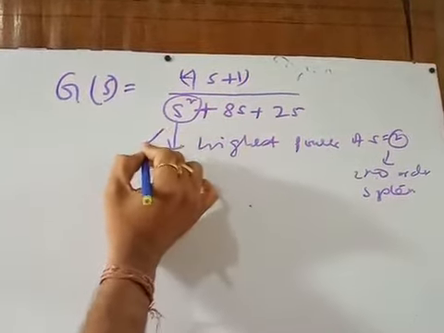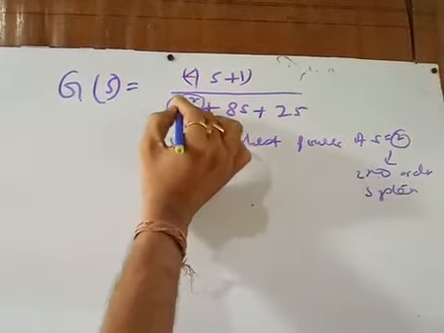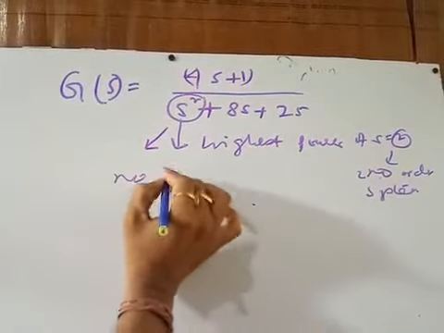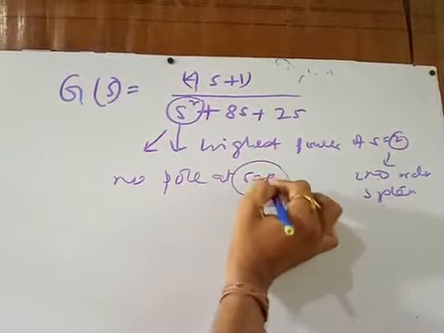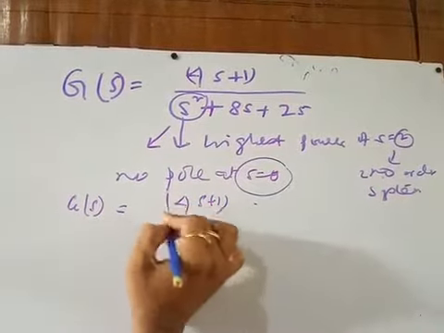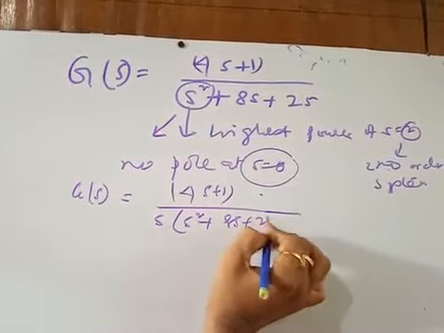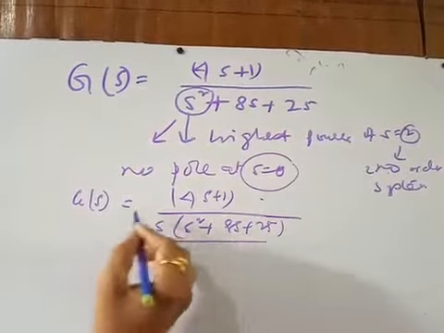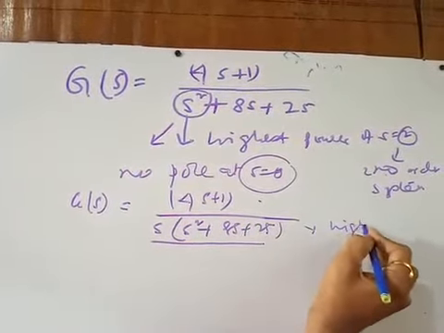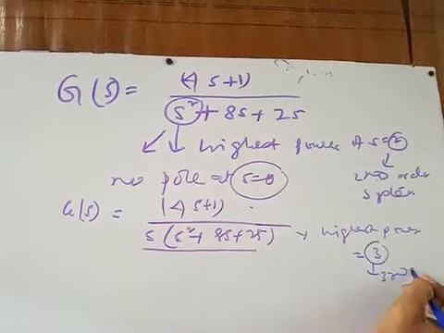And already I have discussed a certain part. For example, in this case there is no pole at s is equal to 0. Is there any pole? No. So if the transfer function is like G(s) is equal to 4s plus 1 into s into s square plus 8s plus 25, you see there are three poles. If you multiply this term, what will you get in the denominator? The highest power will be 3. So definitely this will be a third order system automatically.